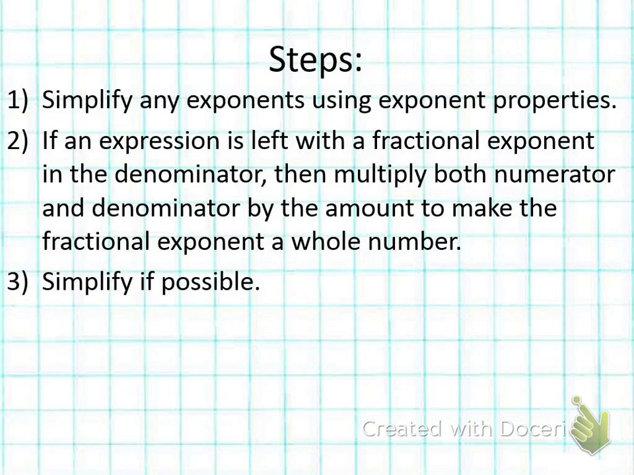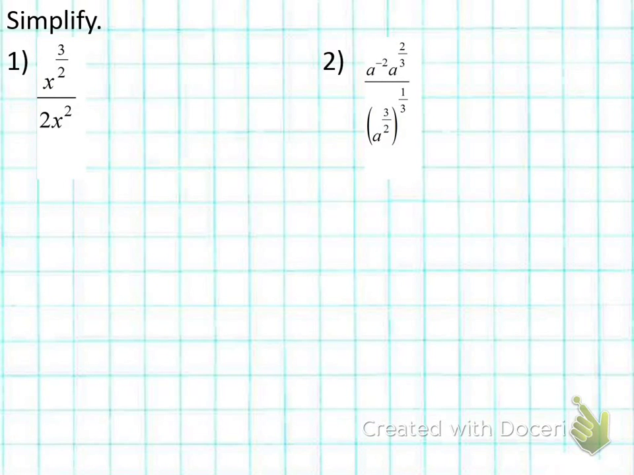Okay? So watch me do numbers 1 and 2. Pencils down right now. Okay? So the first thing I'm noticing on number 1 is that we have two variables. We have x to the 3 halves over 2x squared. I know that the coefficient in front of the top number is a 1.